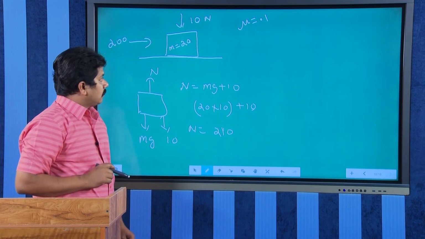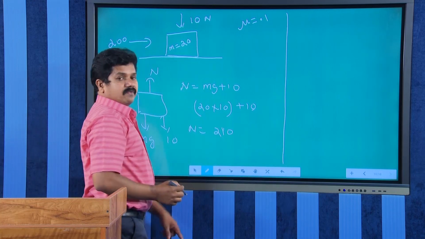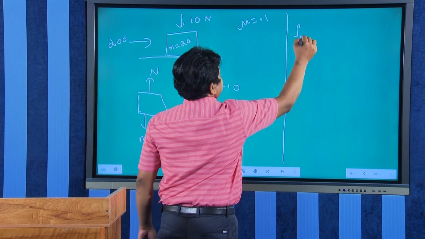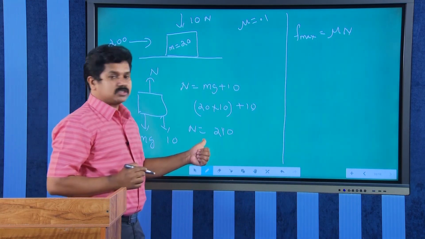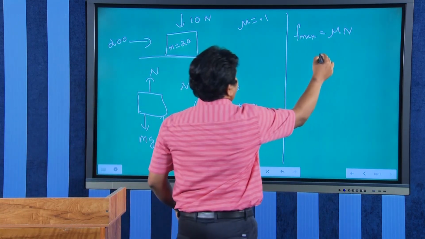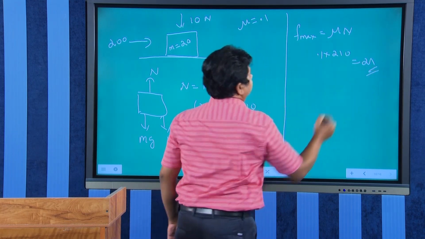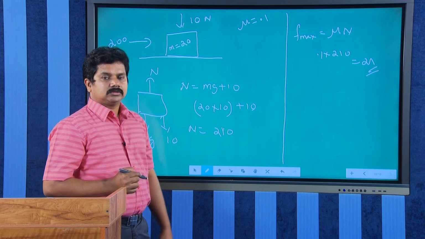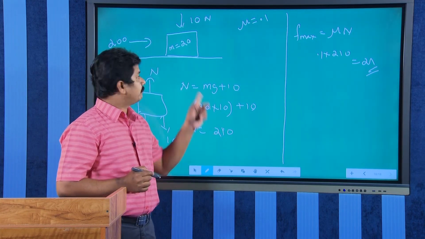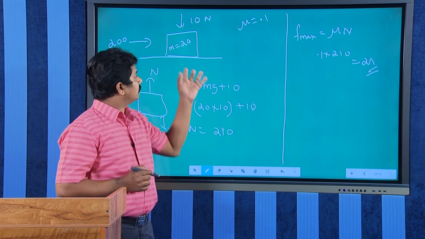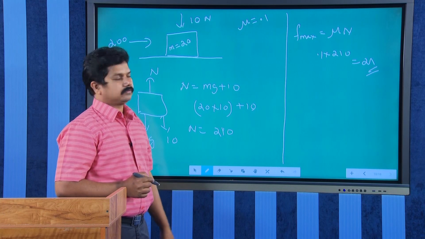Now, what is the maximum frictional force? F max equal to mu into N. Now the normal reaction is 210. So, 0.1 into 210, it will be 21, right. See, normal reaction is not always mg. Normal reaction may vary, depends on the situation. When there is an additional force on this block, normal reaction will be different from mg.